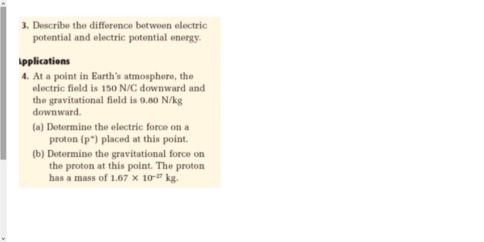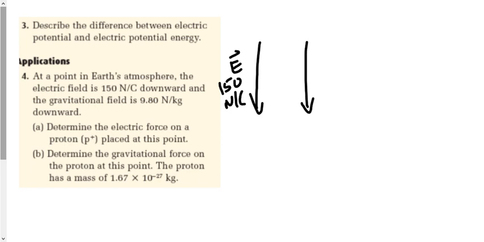Number 4. At a point in Earth's atmosphere, the electric field is 150 newtons per coulomb downward, and the gravitational field is 9.8 newtons per coulomb downward. Let's draw both of those. This is my electric field downward, and it's 150 newtons per coulomb. This is my gravitational field downward, and it's 9.80 newtons per coulomb downward. We have a proton placed in there.